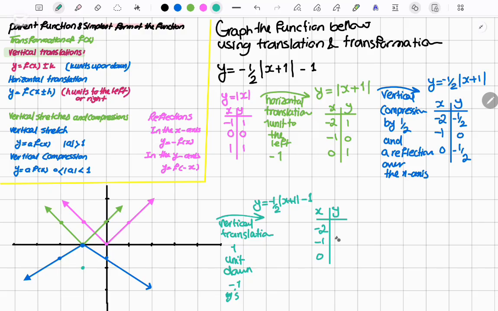0 minus 1 is going to be -1. And then -1/2 minus 1 is going to be -3 over 2, and -3 over 2, okay? So it's going to be here. -3 over 2 is like -1 and a half. So it's going to be here and here. As you can see, the graph has been shifted 1 unit down and nothing else has happened.